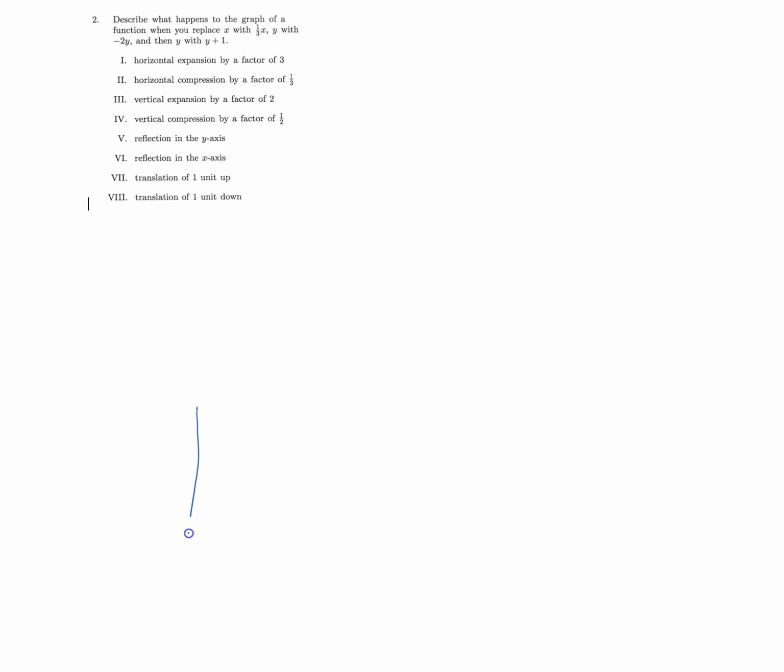So I'm going to draw a function. I'm going to choose the function y equals x, which is nice and easy and goes on this diagonal here. So this line is y equals x. So I'm going to pick a nice and easy point on this graph of (1, 1). And just kind of see what happens to this point when I replace each of these things that are in the question.